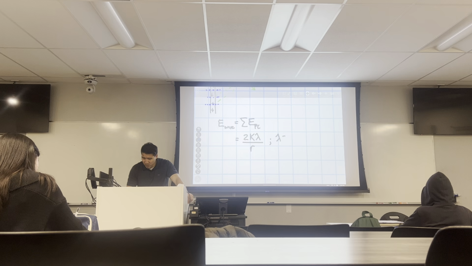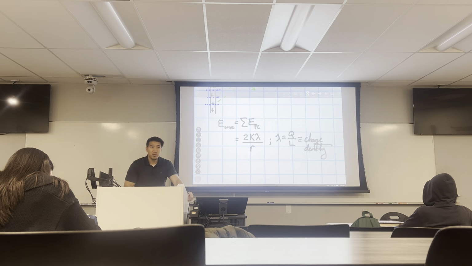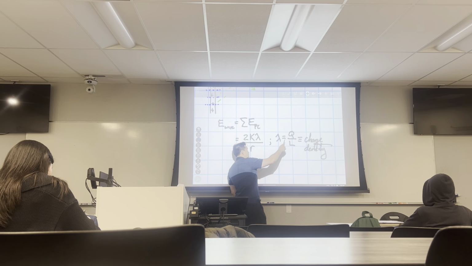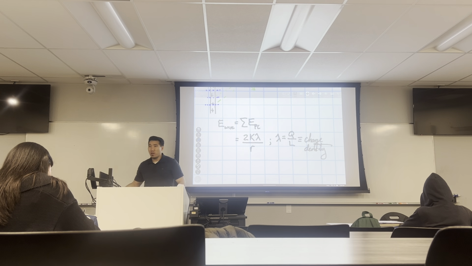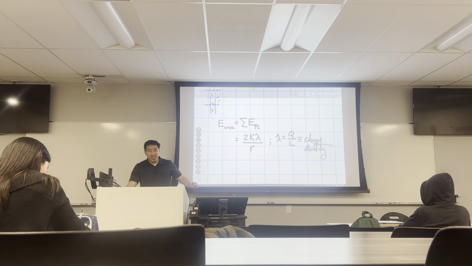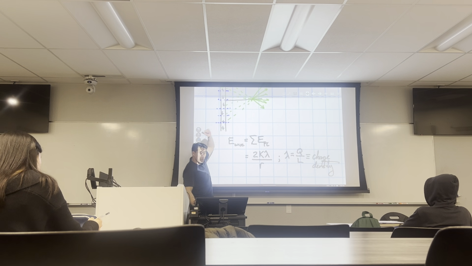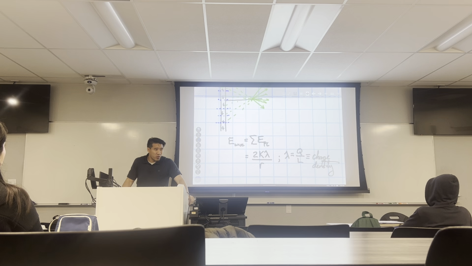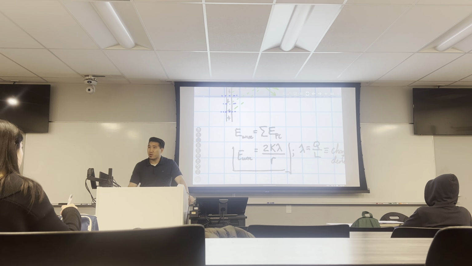Where lambda is the charge density. And it is given by Q over L. So how much total charge it has divided by the total length, or how much charge it has per unit length. So how closely situated or how compact the charges are. So this is the electric field if you were to have a wire.